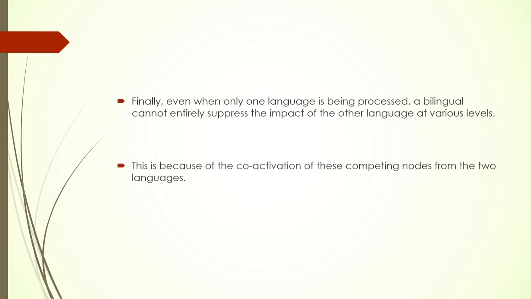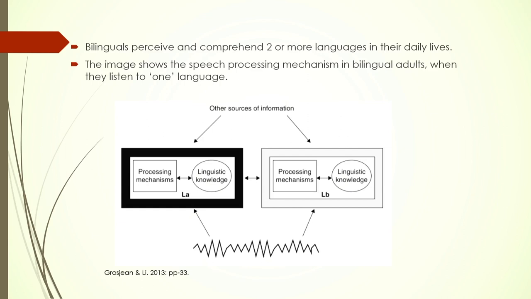Finally, even when only one language is being processed, a bilingual cannot entirely suppress the impact of the other language. We just talked about mode. Even if the bilingual is in a monolingual mode and the other language is not active, it is not possible to completely suppress the other, non-target language, which we will see shortly. Because of this entire co-activation process, each word co-activates other possible candidates, competitors, in the second language. So even if that language is not being used, it will still be in a position to impact the processing of the other language. So this is a unique problem with bilinguals.